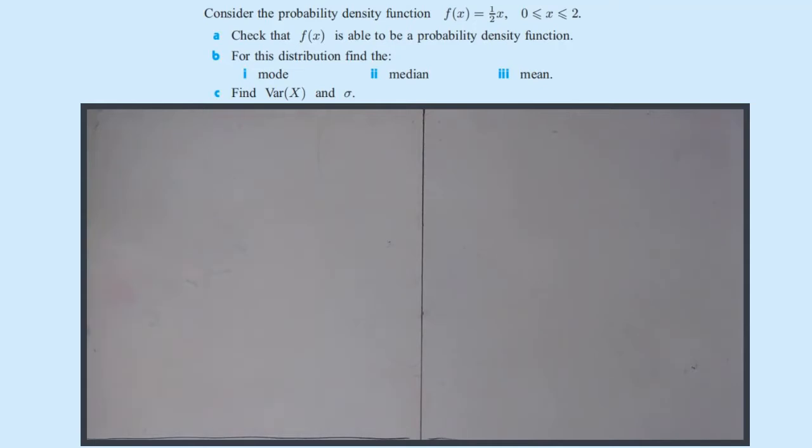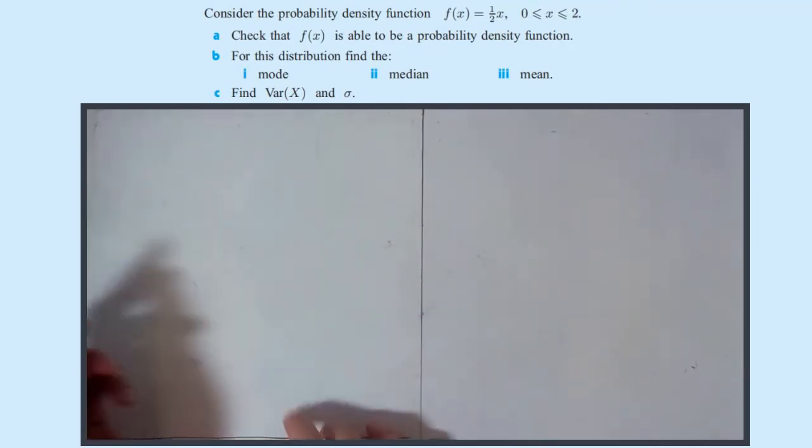So to be a probability density function, f of x needs to be greater than or equal to 0 over the entire domain, and the integral of f of x dx between the two endpoints of the domain, the definite integral, needs to be 1 as well, because the sum of all probabilities should be 1. So we can check that straight away in two ways. It's quite a simple function, so we probably don't have to actually integrate it to find the area, but we'll have a look both ways.